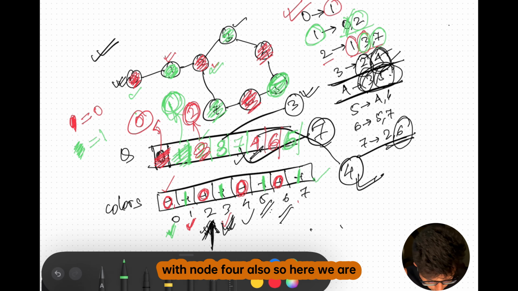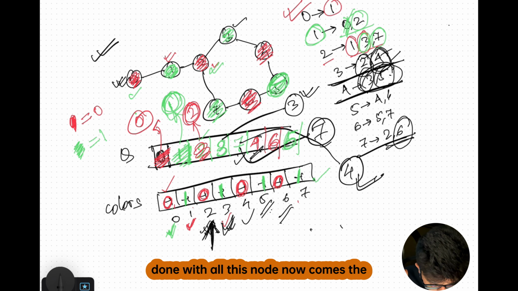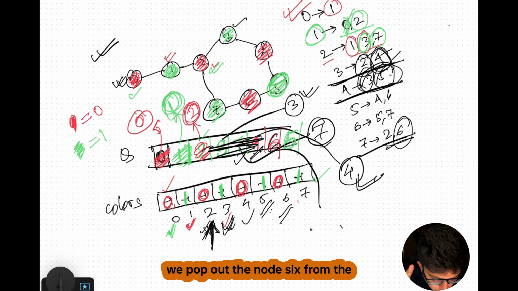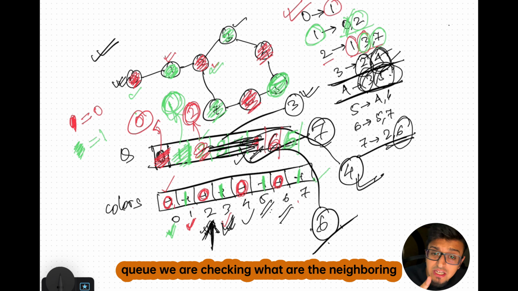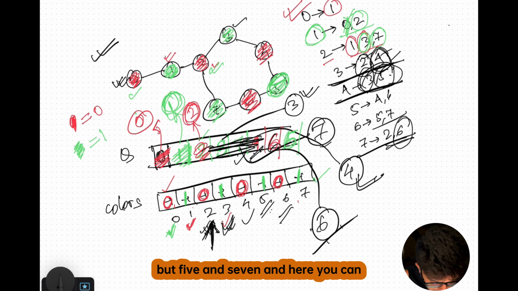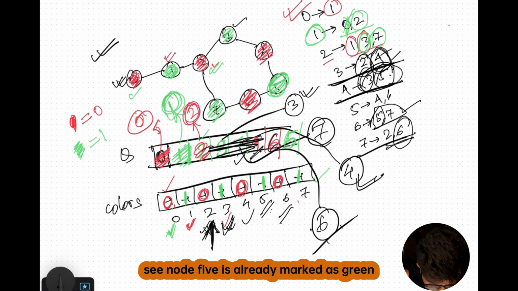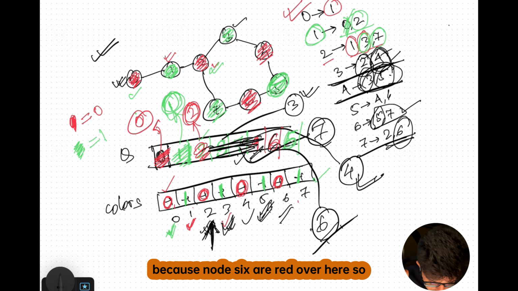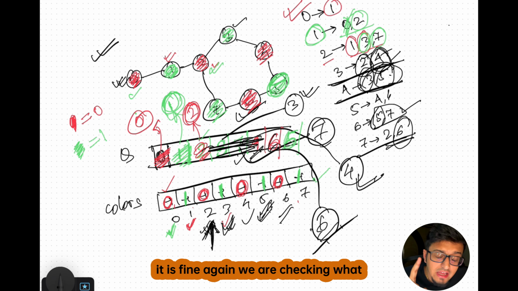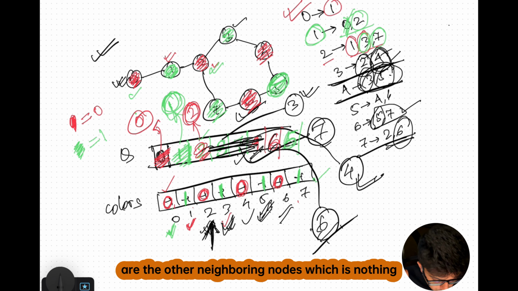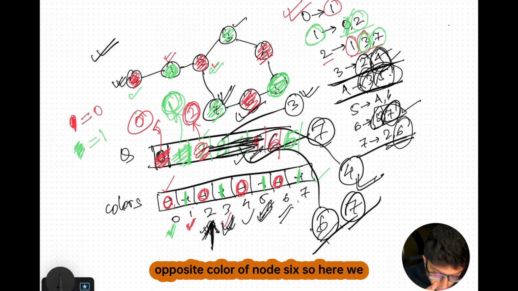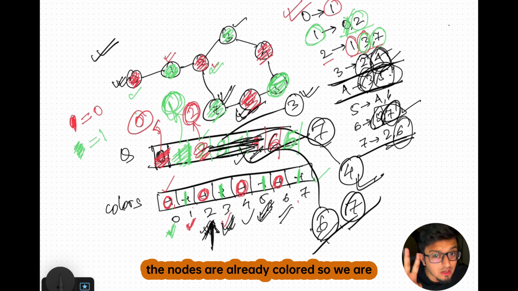So we are done with node 4 also. So here we are done with all this node. Now comes the next node, that is node 6. So we pop out node 6 from the queue. We are checking what are the neighboring nodes of node 6, which is 5 and 7. And here you can see node 5 is already marked as green, which is an opposite color of node 6, because node 6 is red over here. So it is fine. Again, we are checking what are the other neighboring nodes, which is nothing but node 7. And here node 7 is marked as green, which is again an opposite color of node 6. So here we do not have to color anything because both the nodes are already colored.